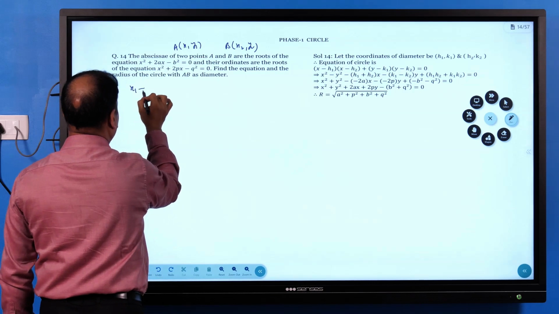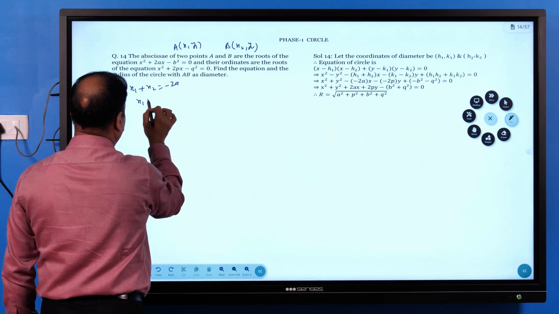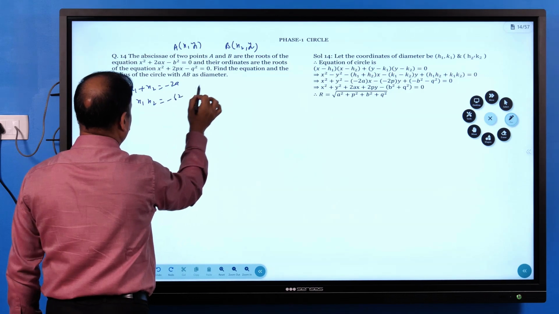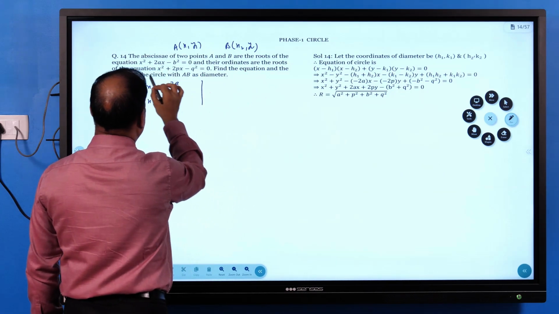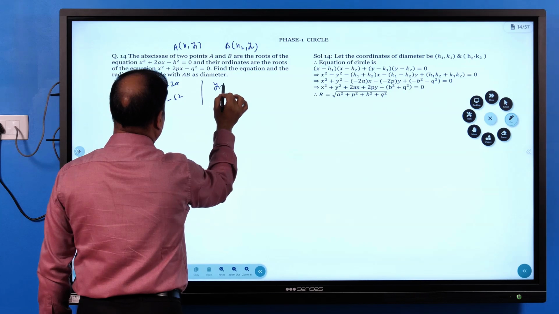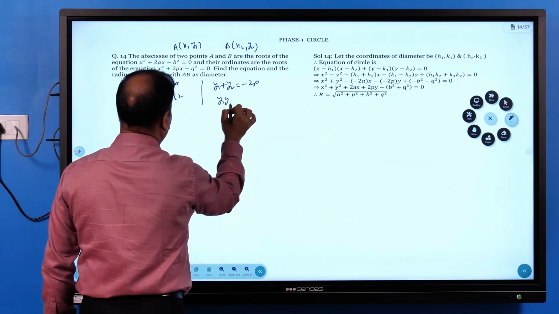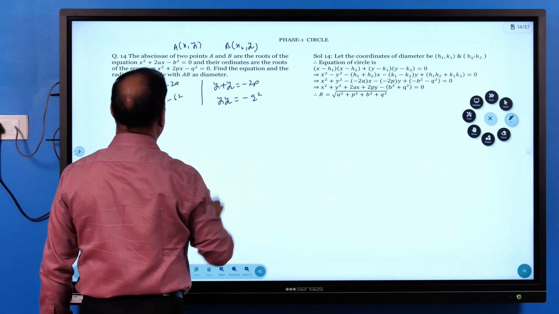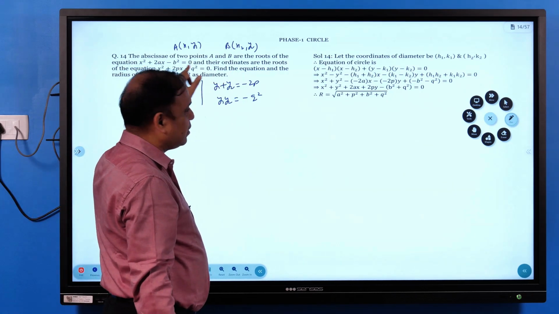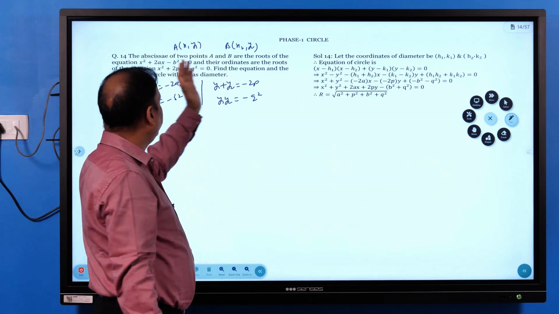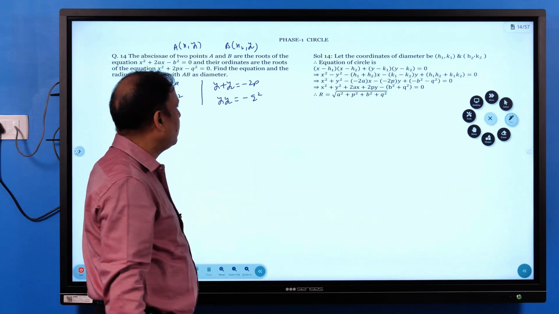That means x1 plus x2 is equal to minus 2a, sum of the roots, and x1 x2 is equal to minus b square. Similarly, y1 plus y2. Ordinates are the roots of this equation. So y1 plus y2 is equal to minus 2p, and y1 y2 is equal to minus q square. Don't think that this is in x. Here, ordinates are the roots. The roots may be alpha, beta, and that is called ordinates. Means y1, y2 are the roots of this.